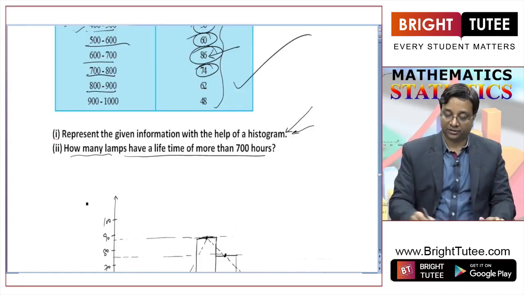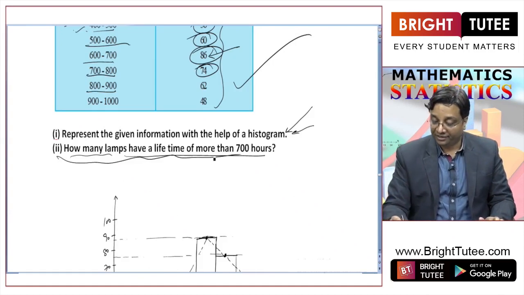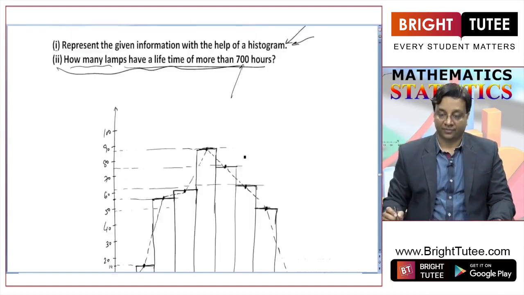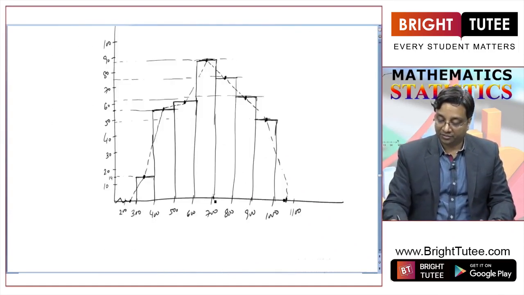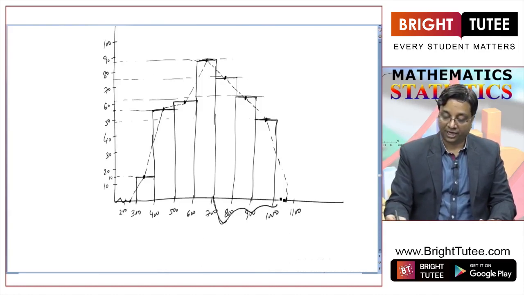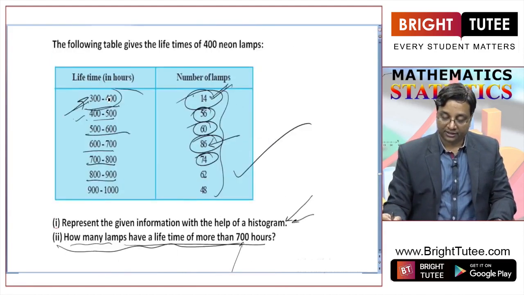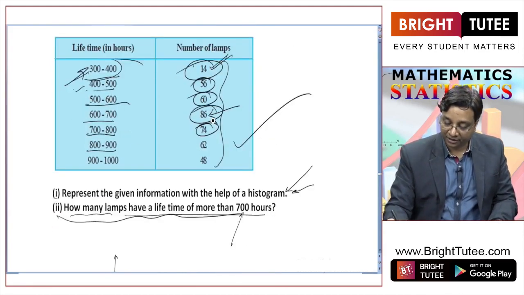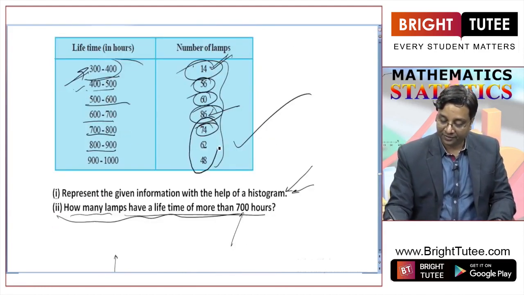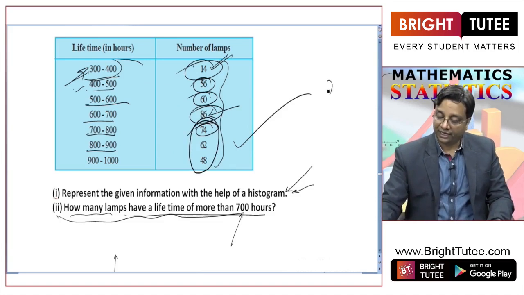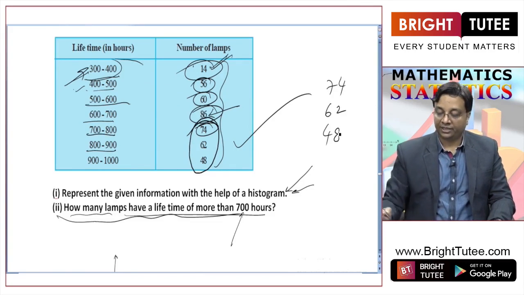Now let us look at the question. How many lamps have a lifetime of more than 700 hours? So more than 700 hours means these lamps. So you have to add these data. More than 700, you have to add these three numbers. So you will add 74, 62 and 48.